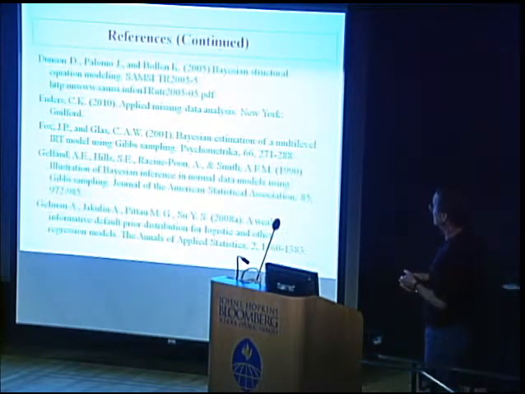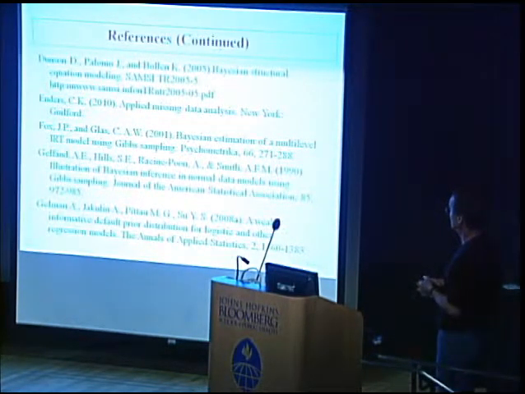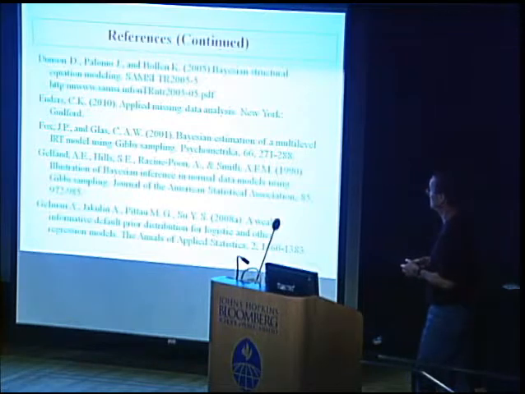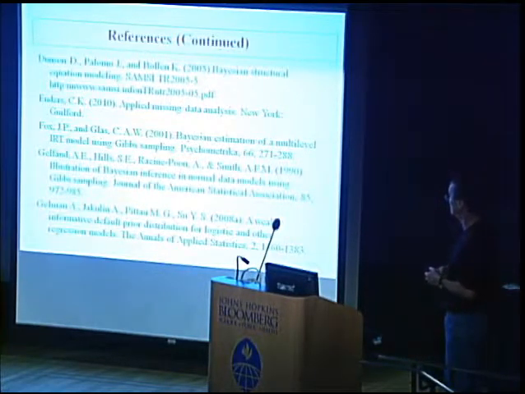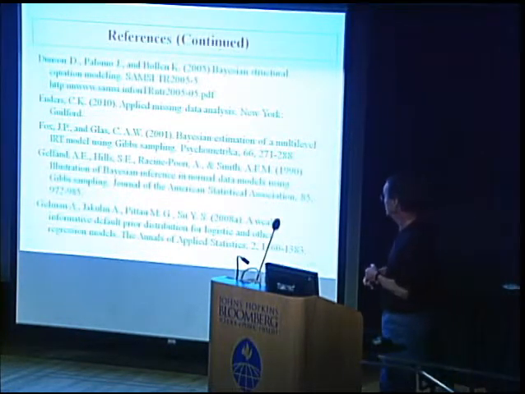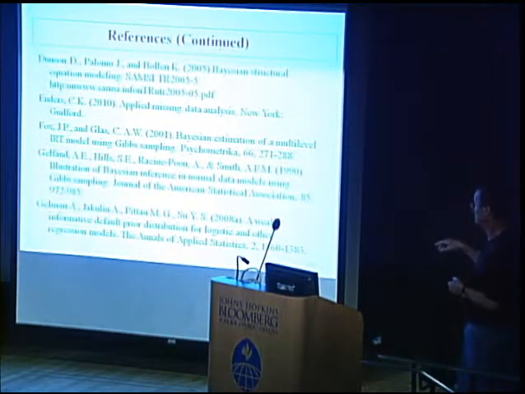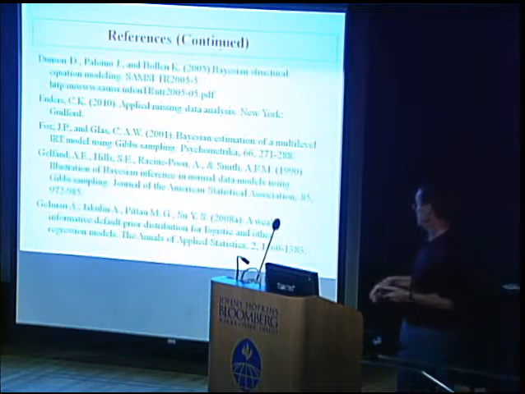Let's see, here is Craig Enders' Applied Missing Data book, the new one. It's a Guilford book. Here you have Bayesian estimation techniques described for multilevel IRT models using Gibbs sampling. Again, whenever you see Gibbs, you should just think Bayesian analysis. It's in Psychometrika, so it's by its very nature a little bit technical.